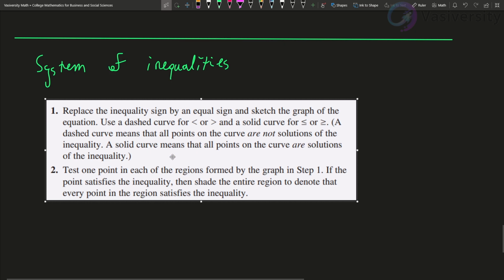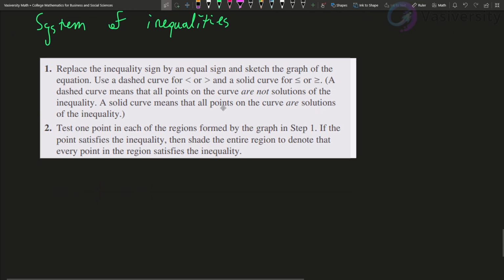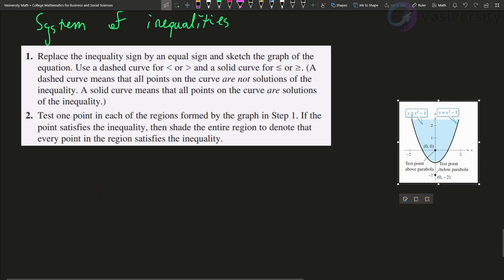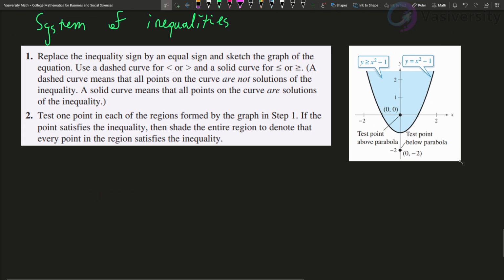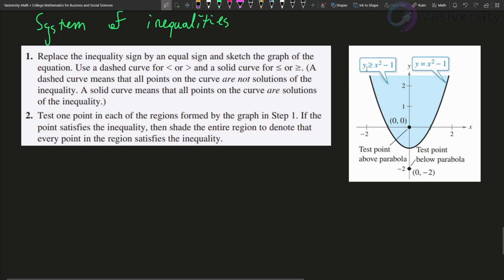Okay, then we're going to be testing a point in each of the regions formed by the graph in step 1. So essentially, let's take a look at this example of a parabolic inequality. We have a parabola, and we're saying that y is greater than or equal to x squared minus 1. We're looking at all of the blue points inside, but since we have greater than or equal to, we are also including the curve itself.